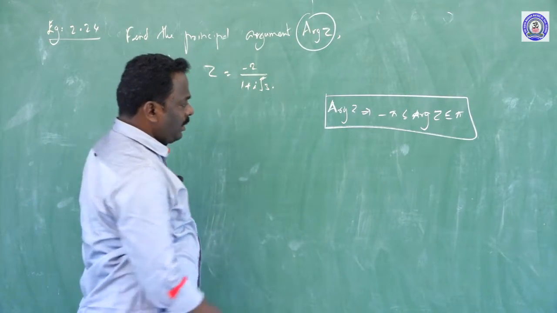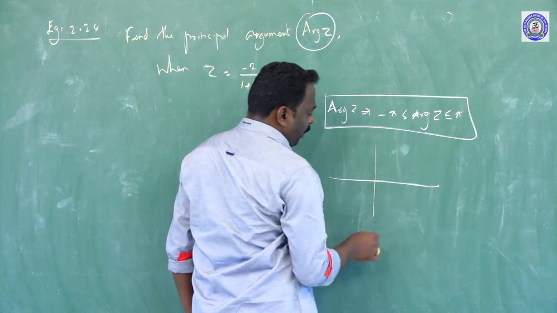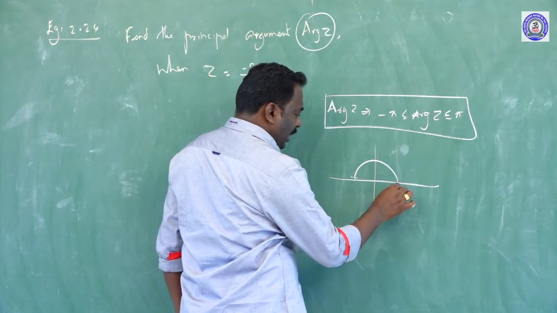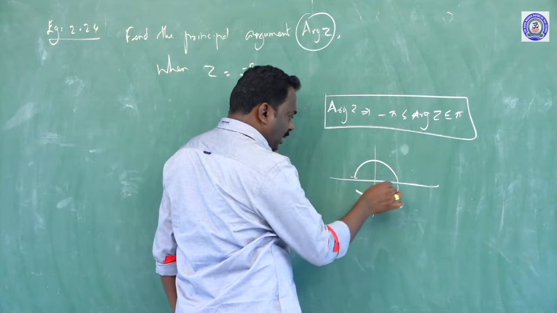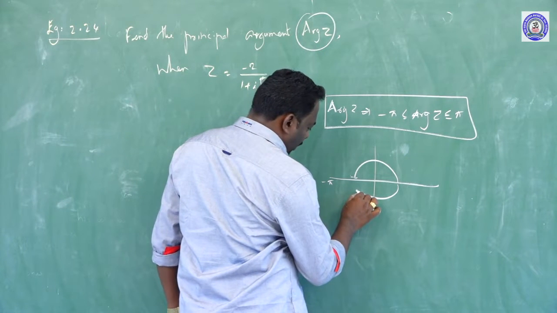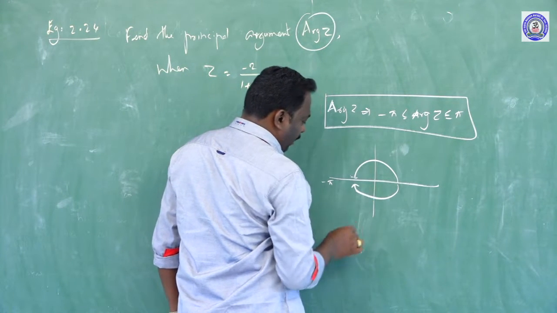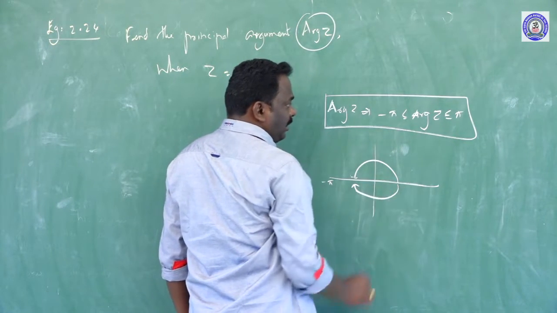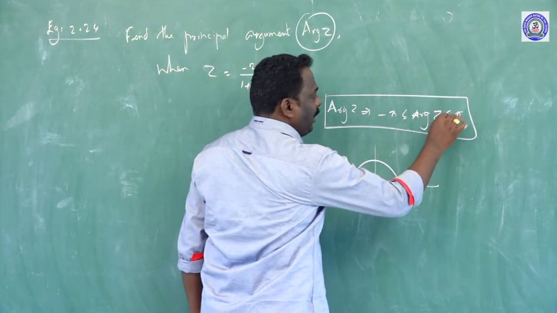The principal argument theta lies from positive 0 to pi, and then from 0 to the negative side, greater than minus pi, up to plus pi. Therefore, minus pi less than theta, less than or equal to plus pi, is called the principal value.